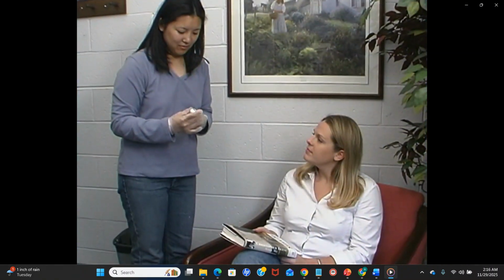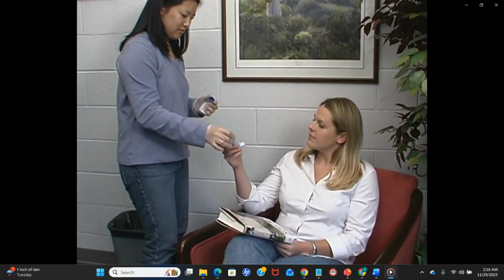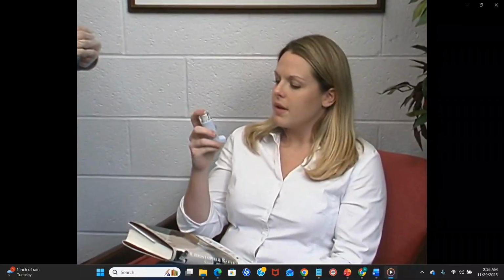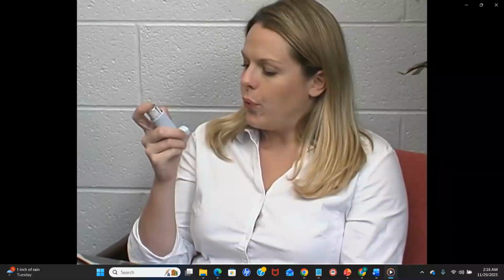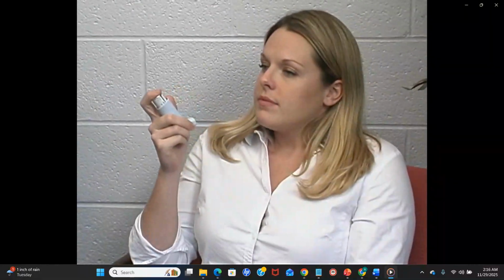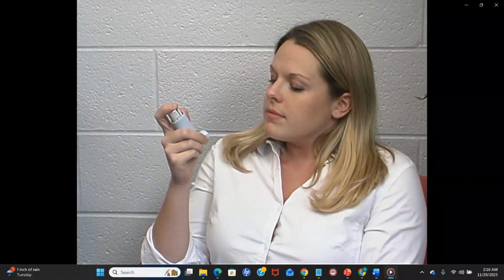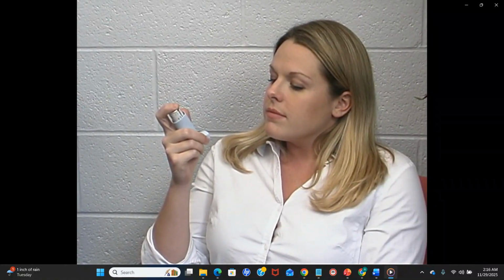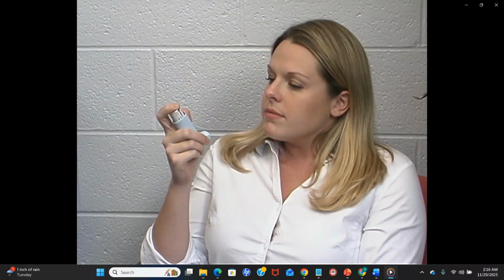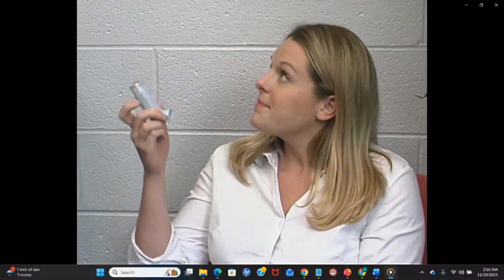Another method of using a metered dose inhaler is to have the client hold the medication canister in front of their mouth without a spacer. Instruct the client to exhale completely while holding the canister 1 to 2 inches away from their mouth. They should inhale deeply while depressing the medication dispenser and hold their breath for 10 seconds before exhaling.